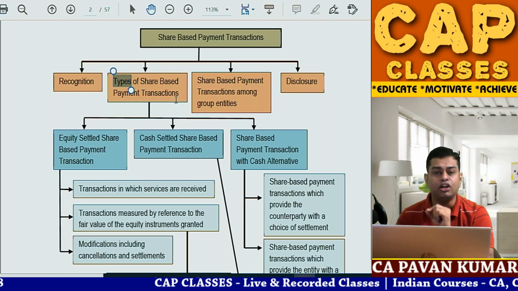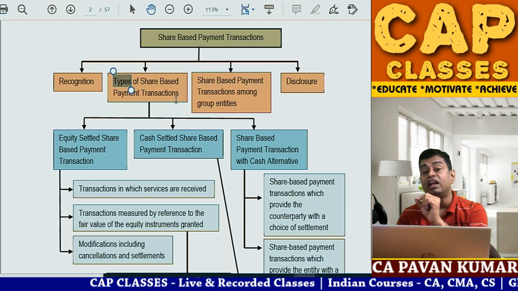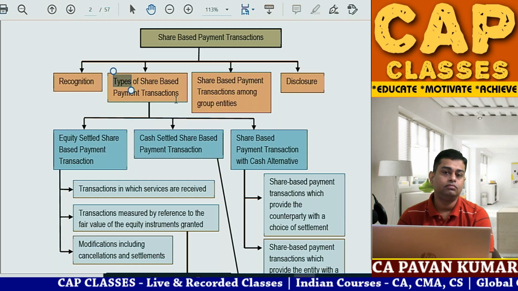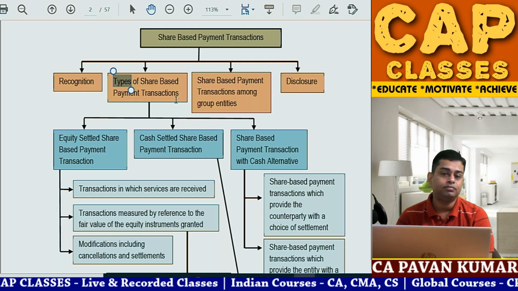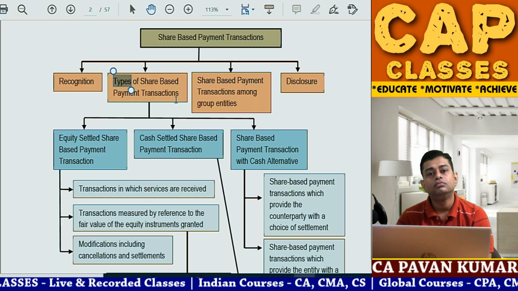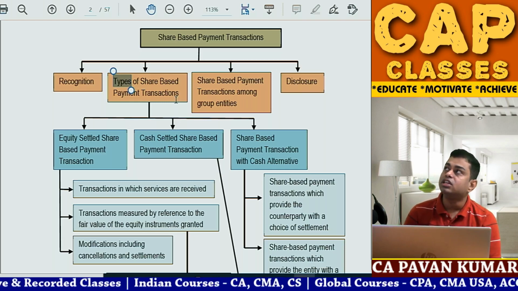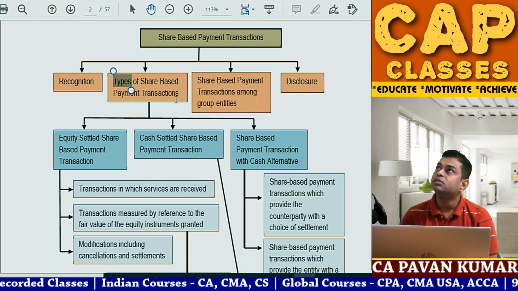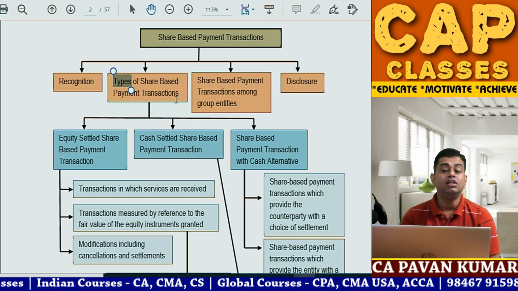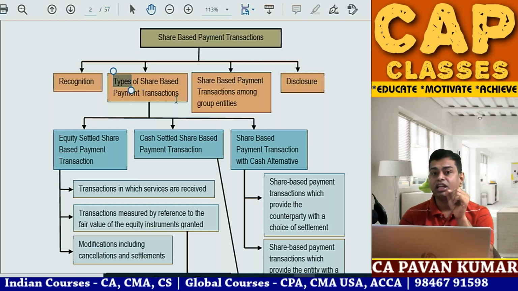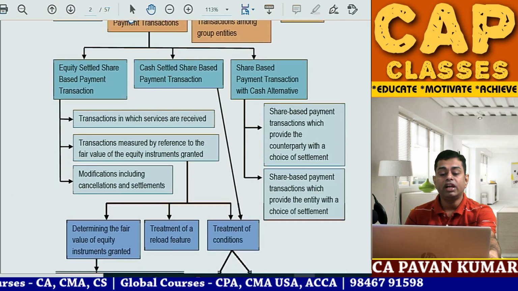You have an option to elect A, cash equivalent to 1 lakh shares, or B, issue of 1,25,000 shares at so and so price. After 5 years, when the exercise date comes, that day you see which is the benefit to you, and you will choose one option. That is the third type: share-based payment transaction with the cash alternative. So read this diagram.